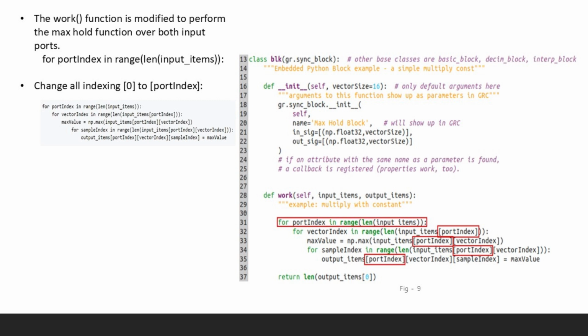For port_index in range(len(input_items)). Change all indexing 0 to port_index, as shown in Figure 9. For vector_index in range(len(input_items[port_index])): max_value = np.max(input_items[port_index][vector_index]). For sample_index in range(len(input_items[port_index][vector_index])): output_items[port_index][vector_index][sample_index] = max_value.